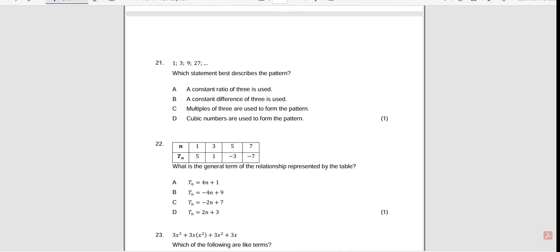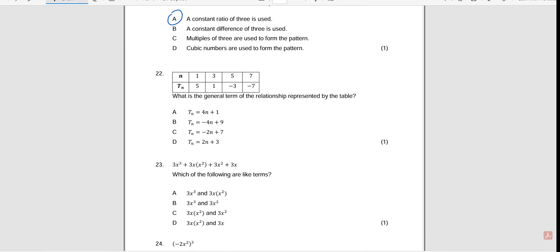Number 21, which statement best describes the pattern? We have 1, 3, 9, and 27. These are not consecutive term positions, guys. So from here to here, it's 1 times what? Times 3. We're multiplying the pattern by what? By 3 to get the next pattern. So the correct answer is a constant ratio of 3.